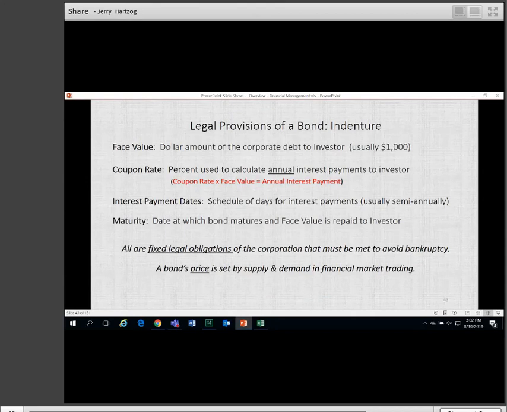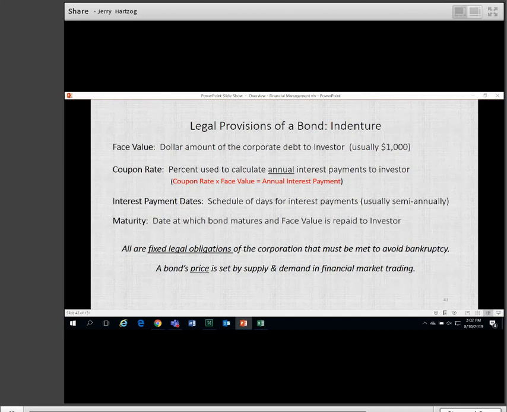Let's look at the legal provisions of a bond. They are cited in what's called the indenture. The indenture is the legal contract. First, there is the face value. That is the dollar amount of the corporate debt to investors. In the United States, usually it's a $1,000 denomination. In fact, almost exclusively a $1,000 denomination.